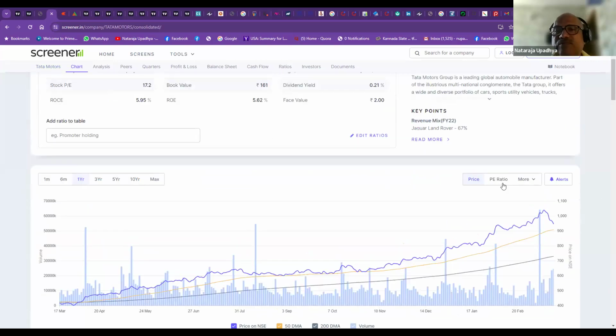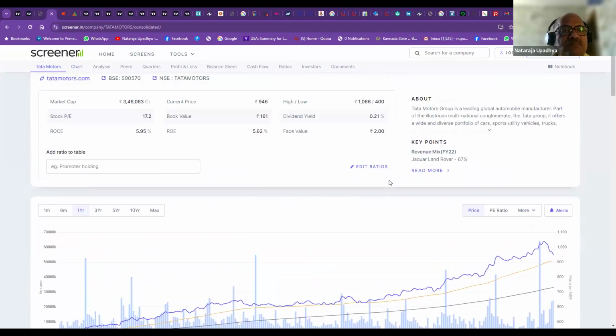So here is some more information. Nataraj, sorry to interrupt you. I think the P/E ratio is also a simple computation of the price of the share divided by EPS, earning per share. Yeah, that's all I said. Computation. Yeah. Okay. Sorry. Fine. That's what I said.